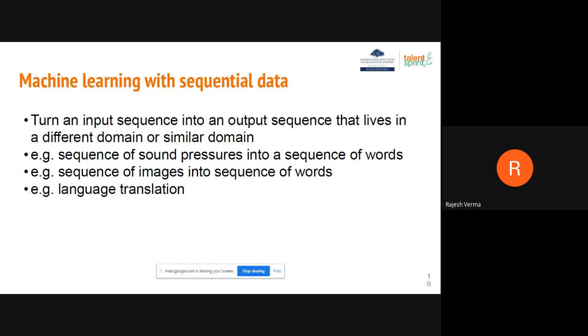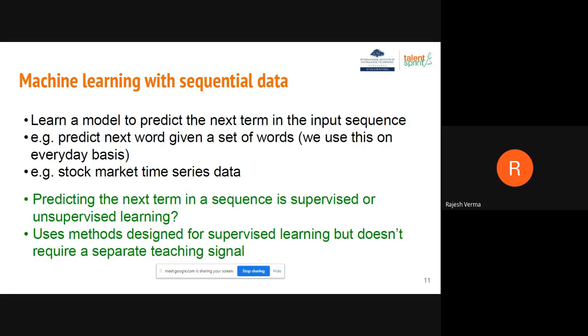We can also analyze a sequence of images and a sequence of words. We can also do language translation. In a while, I'll show you an example of how the recurrent neural network is going to analyze this particular sentence.